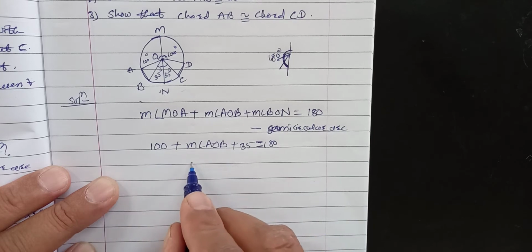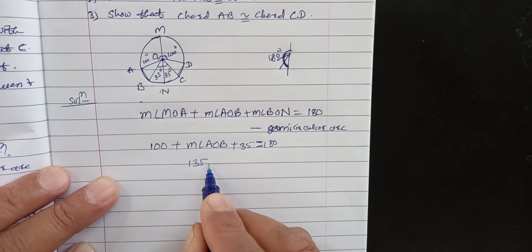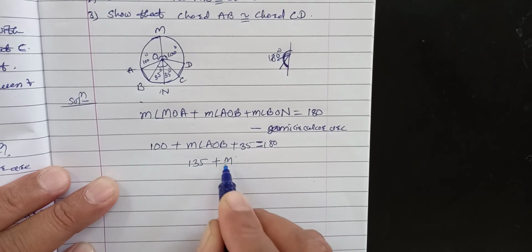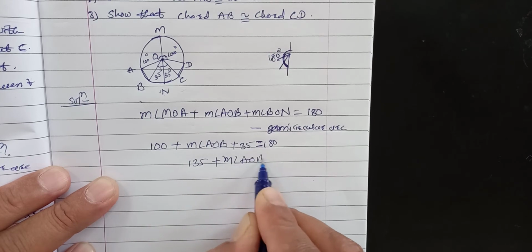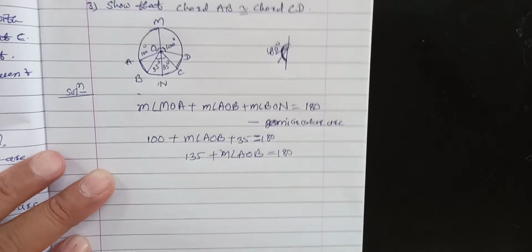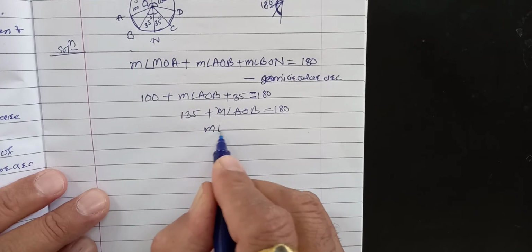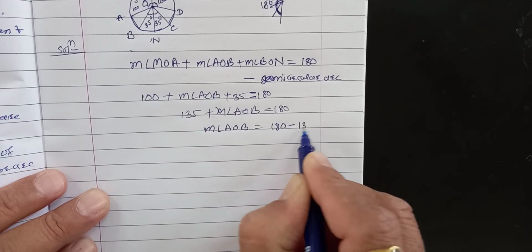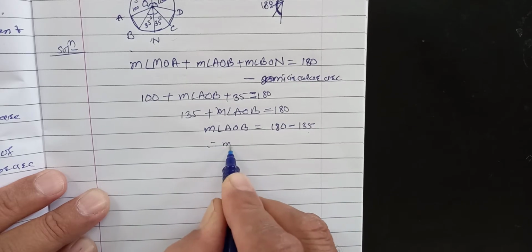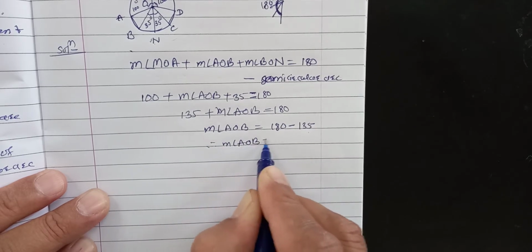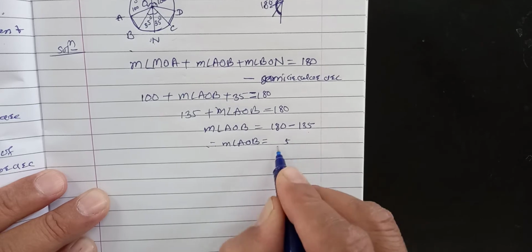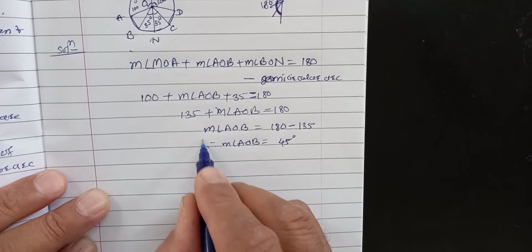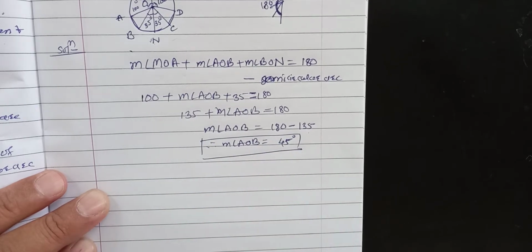So what is this sum? 135 plus measure of angle AOB is equal to 180. This 135 is plus, when it goes to that side, it becomes minus. So 180 minus 135. Therefore, measure of angle AOB, what is the subtraction? 45. So we found the first measure here.